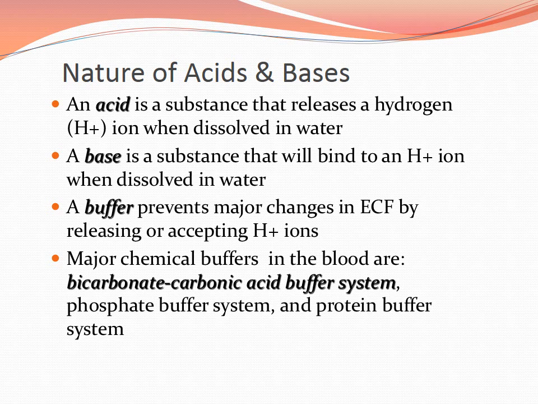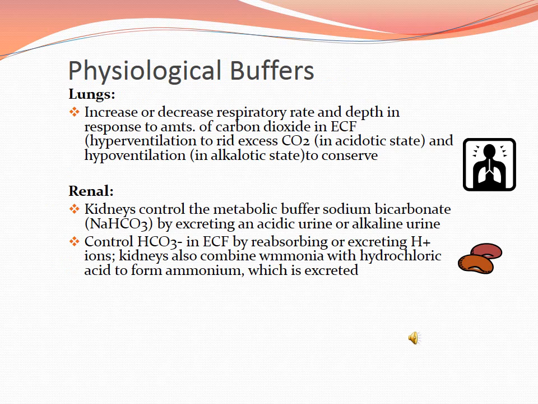A base is a substance that binds to the hydrogen to make water, and the buffer prevents any major changes in the extracellular fluid. So basically what we want is a neutral environment. We don't want it too acidic and we don't want it too alkalotic. So we want to maintain it within parameters. So how do we do that? We do that by using our two systems, the lungs and the kidneys.